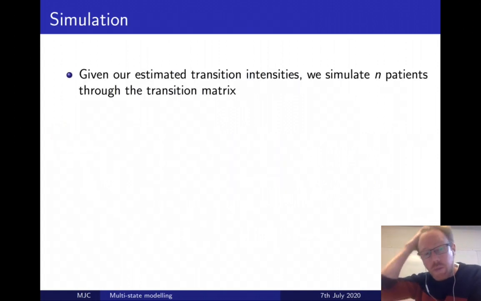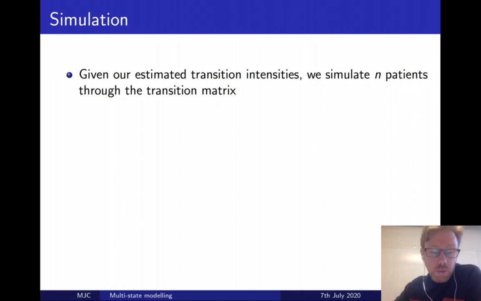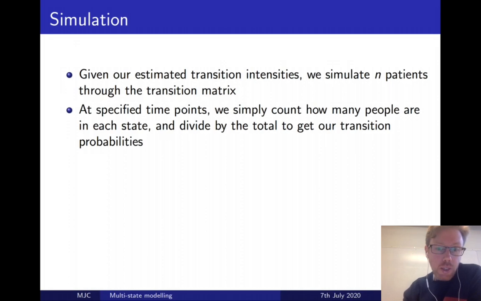So, simulation. Given our estimated transition hazard functions, we simply simulate a large n number of patients through our transition matrix using the transition rates, the estimated transition hazard functions. Really simple. At specified time points, we simply count how many of those n simulated observations are in each state, and divide by the total to get our transition probabilities.